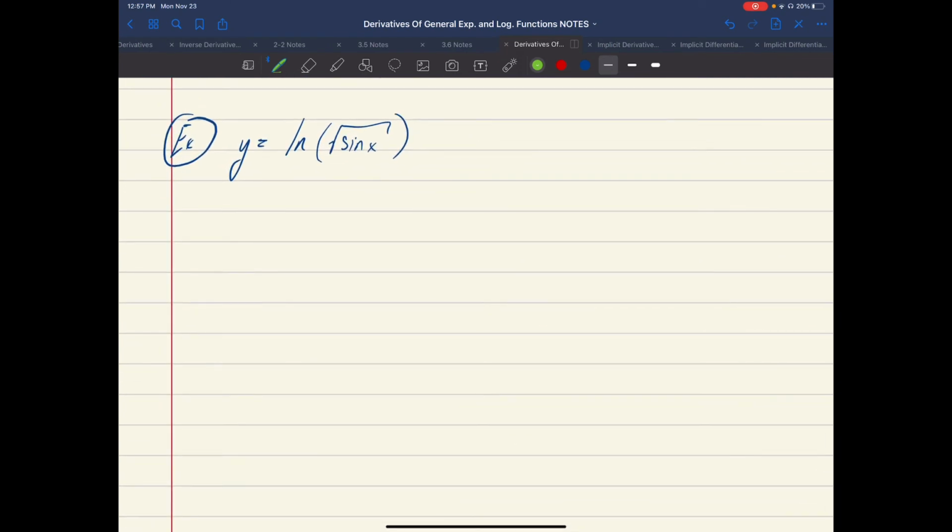Okay, so another natural log. Now we have a sine function inside of it. So I'm going to rewrite this one first to be the natural log of sine x raised to the 1/2. Okay, so if you remember the logarithmic rules, I'm not taking a derivative right now, but if you have the log of something, you can bring down the exponent. So this would be the same as 1/2 natural log of sine x. So that is not a derivative, that is just the properties of logarithms.